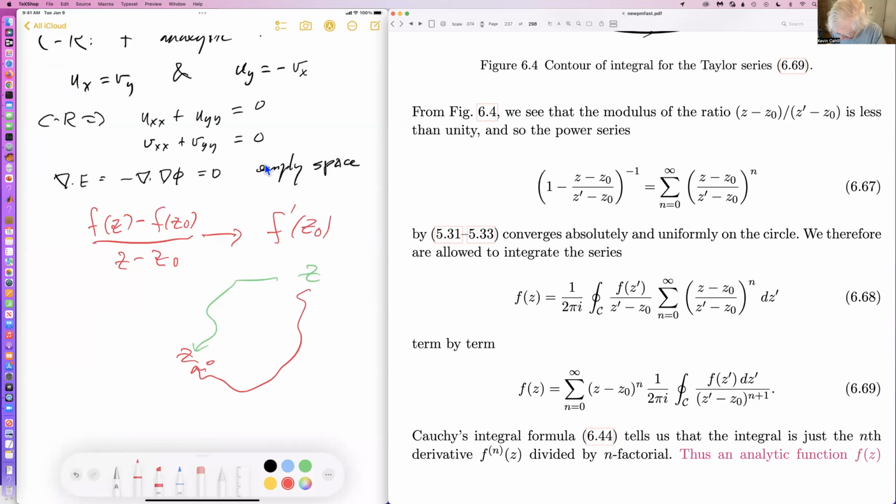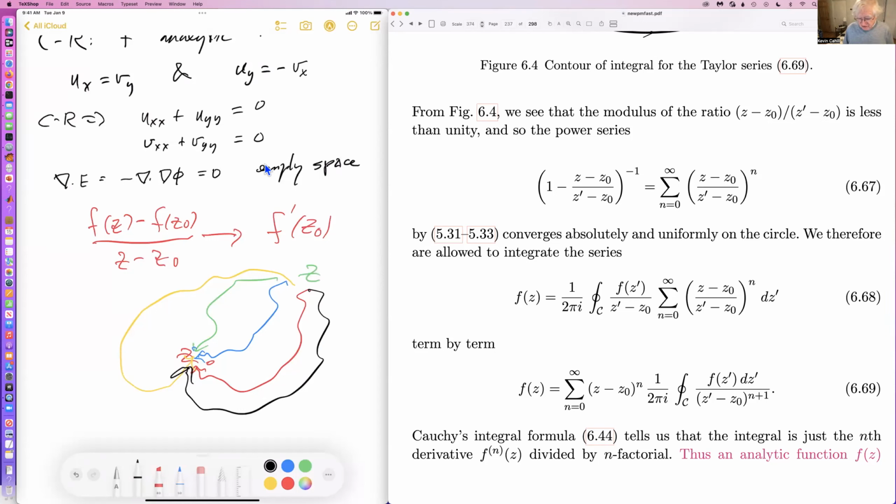It might do this. It might go around like that. Or it might, I think I've now used all the simply available colors, it might take that black route. So that's what differentiable at a point means.